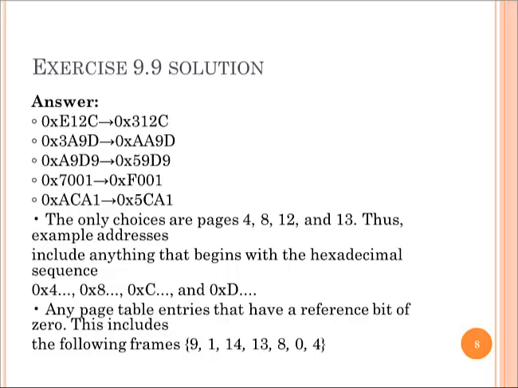For example, the only choices are pages 4, 8, 12, and 13. Thus, example addresses include anything that begins with the hexadecimal sequence that matches 4, 8, 12, and 13. And then any page entry that has a reference bit of 0 includes the following frames: 9, 1, 14, 13, 8, 0, and 4.